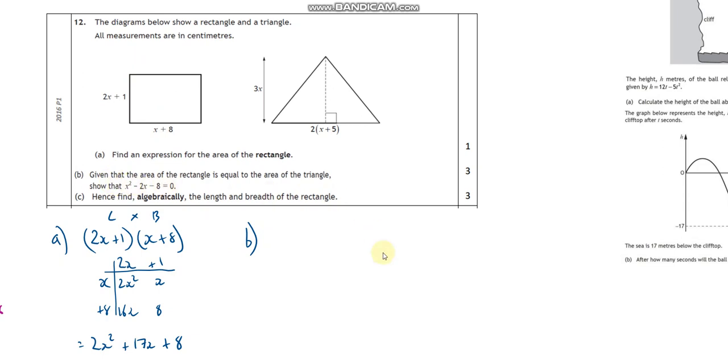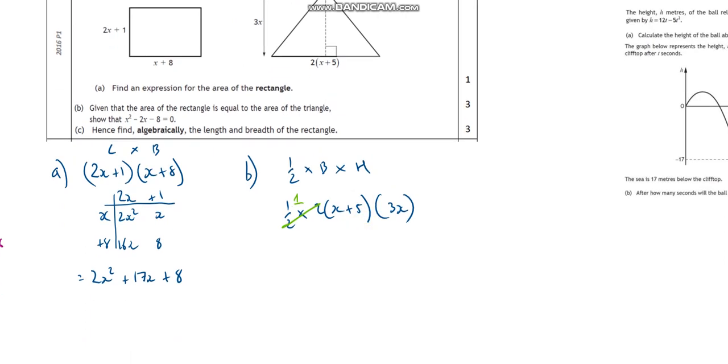Alright, well, the area of the triangle is going to be a half times base times height. So a half times the base, so a half times 2x plus 5, and the height's 3x. So a half times 2, they just cancel out, make 1, don't they? So that's quite a nice start. And then all you're doing is x plus 5 times 3x. So to do that, I'm going to do this times this, and this times this. So I'm going to end up with 3x squared plus 15x.